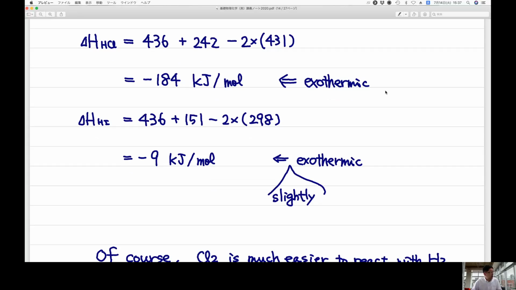On the other hand, how about hydroiodic acid formation? You can calculate the same way to obtain just minus 9 kilojoules per mole. It's exothermic, but actually a very tiny exothermic reaction. I mean a slightly exothermic reaction. So you can easily think about the difference of these two reactions.